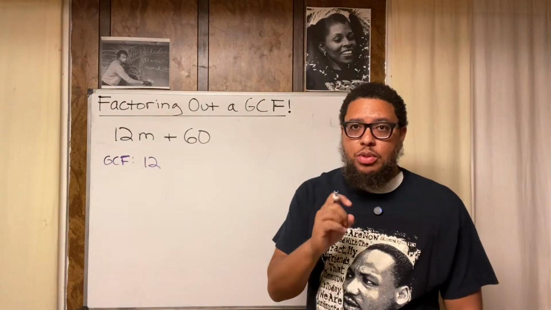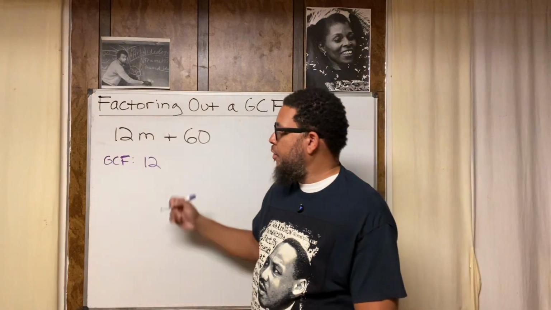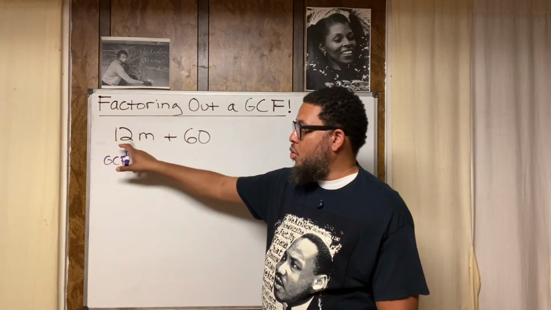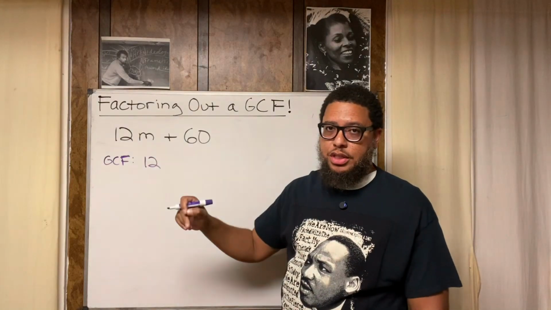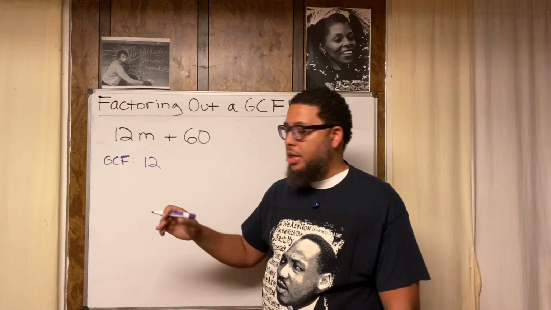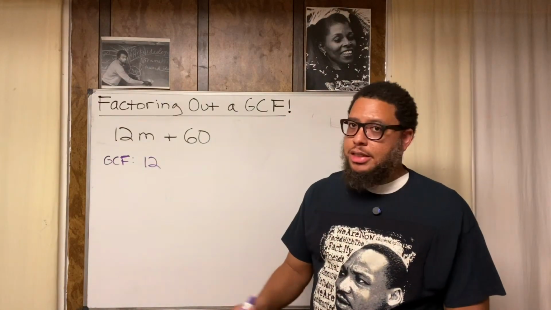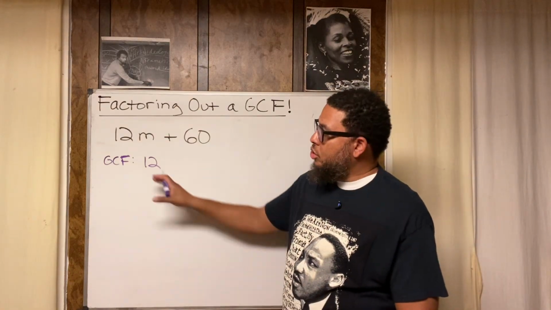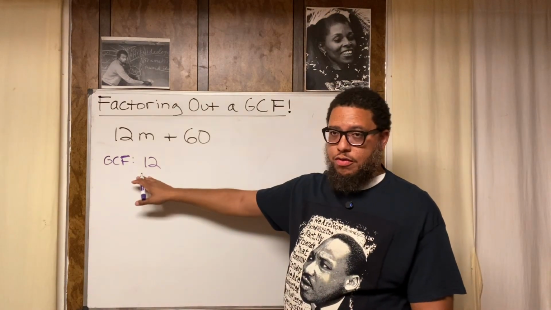Many examples that you will encounter will have a GCF which includes a numerical coefficient, as well as a variable portion or a variable component. This is not that. So the GCF is just 12, right?